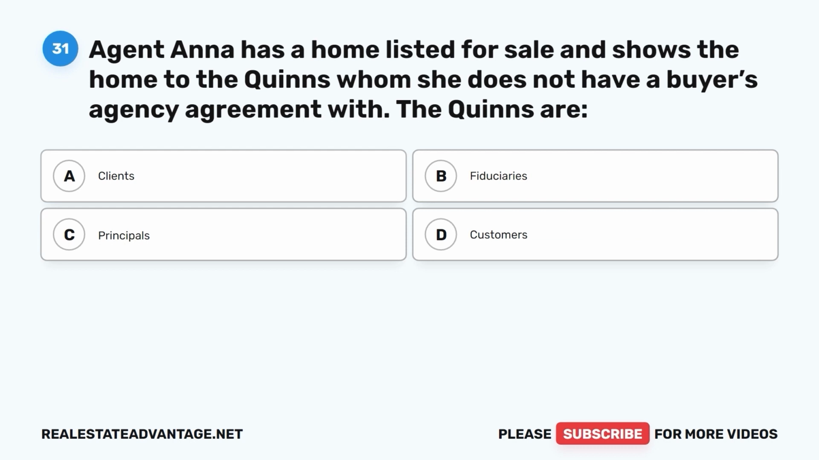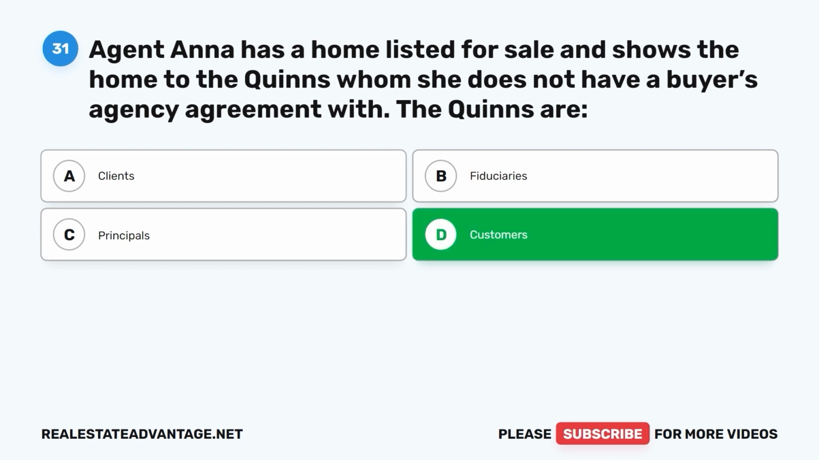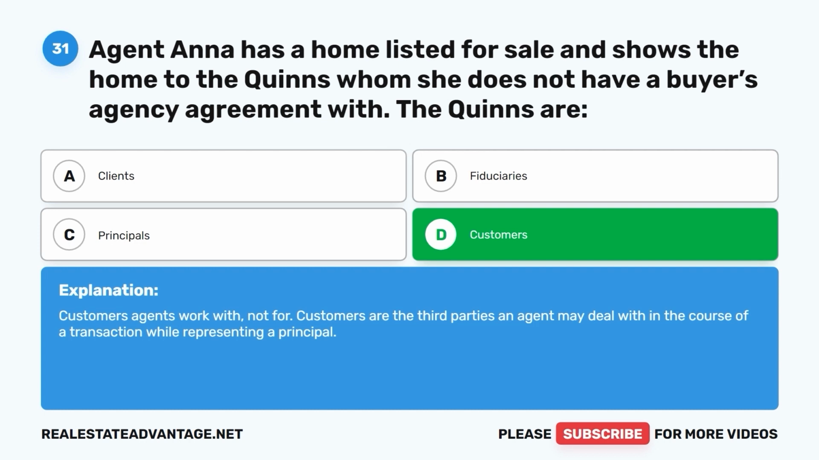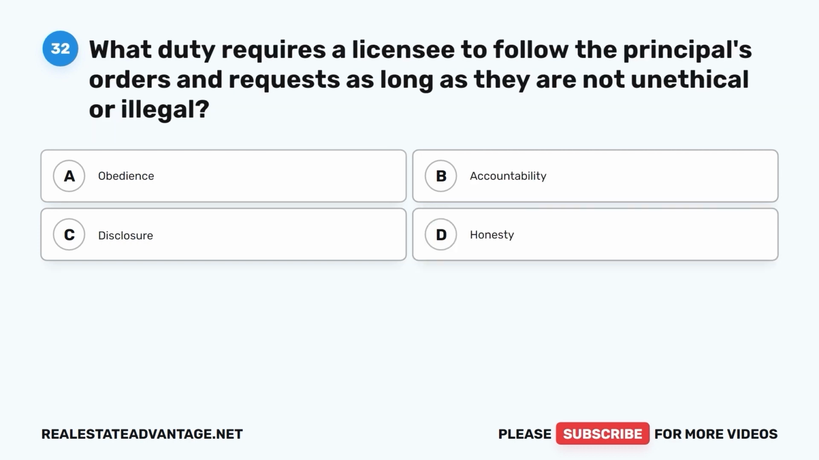The correct answer is D. Customers. Customers are agents work with, not for. Customers are the third parties an agent may deal with in the course of a transaction while representing a principal. Question 32. What duty requires a licensee to follow the principal's orders and requests as long as they are not unethical or illegal? A. Obedience, B. Accountability, C. Disclosure, D. Honesty.